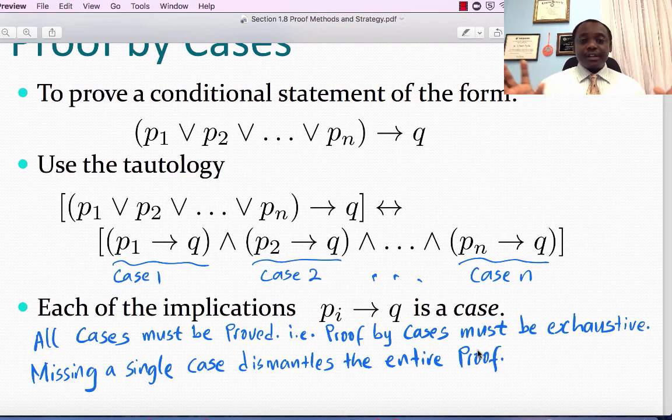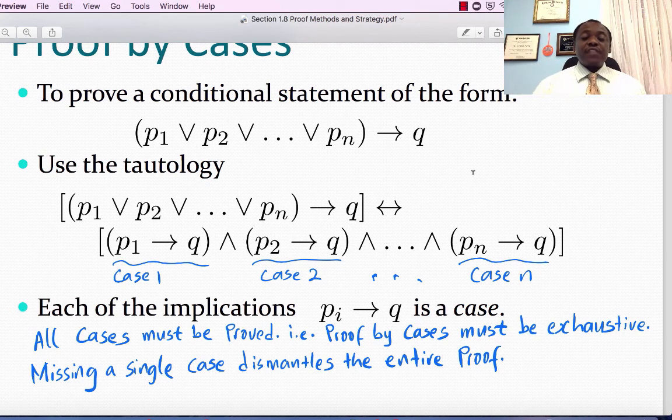It could be even and odd, that's exhaustive. It could be negative integers, 0, positive integers, that's exhaustive. But if I define it as negative integers and positive integers, guess what? It is not exhaustive. I have missed the point 0.